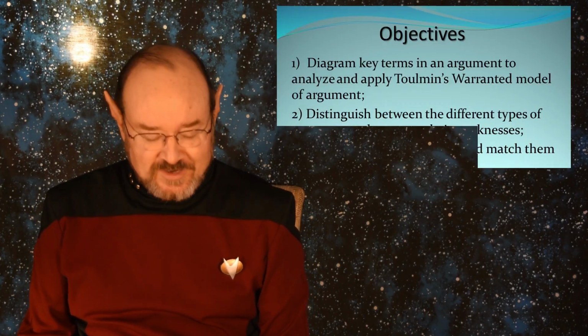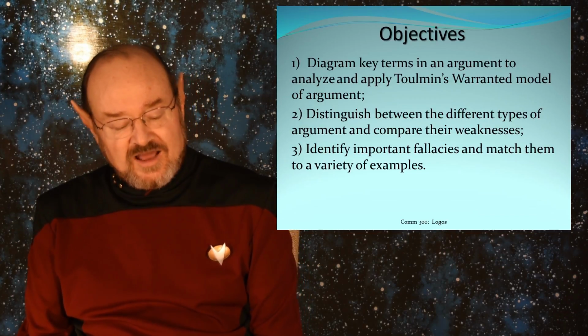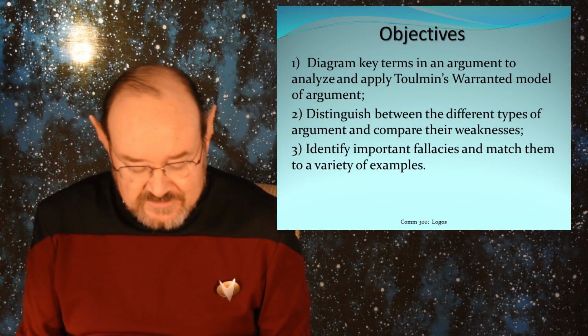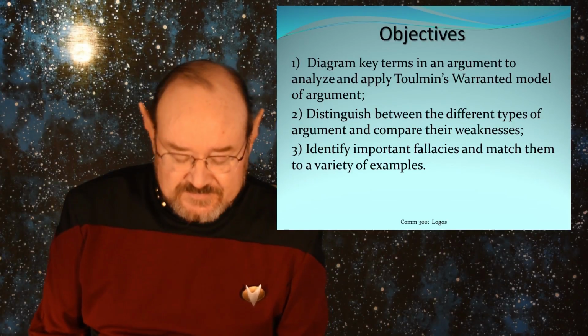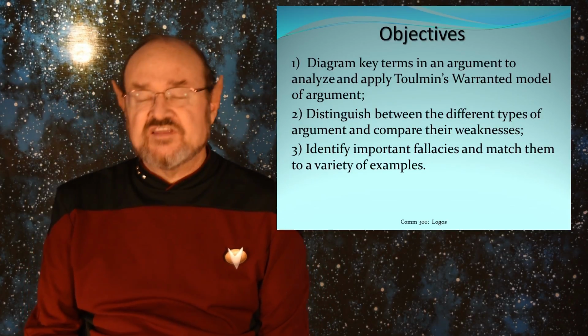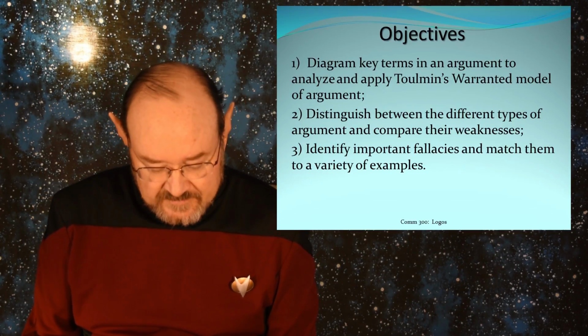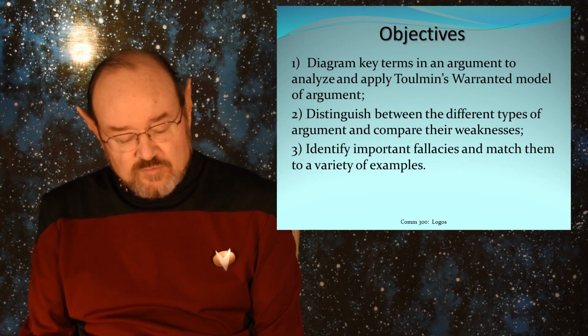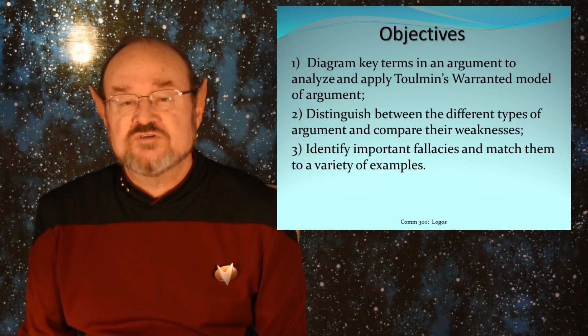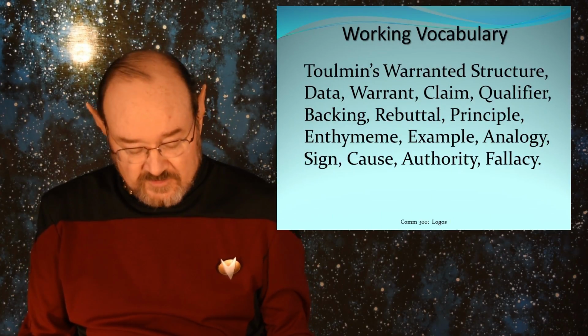Our objectives for this module are to diagram key terms in an argument, to analyze and apply Toulmin's warranted structure model of argument. We're going to learn about Toulmin's vocabulary. Second, distinguish between the different types of argument and particularly their weaknesses. And third, identify important fallacies and match them to a variety of examples. Working vocabulary, as always, is on your plate for the quizzes.